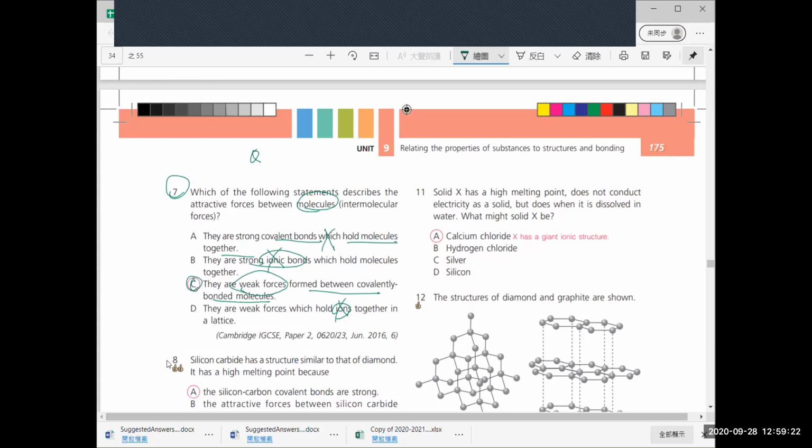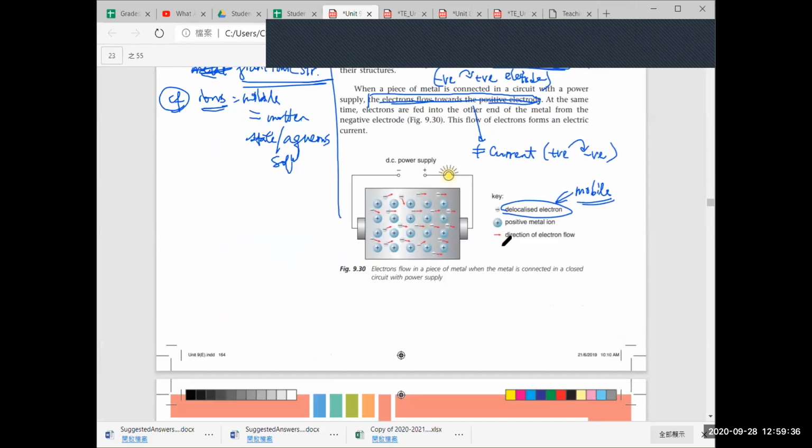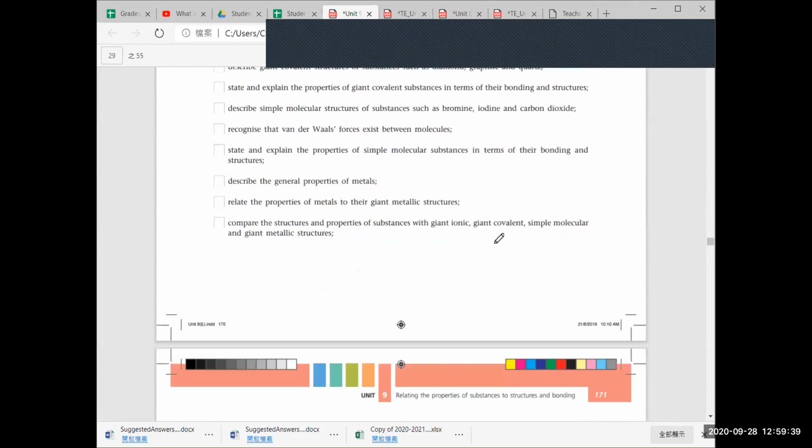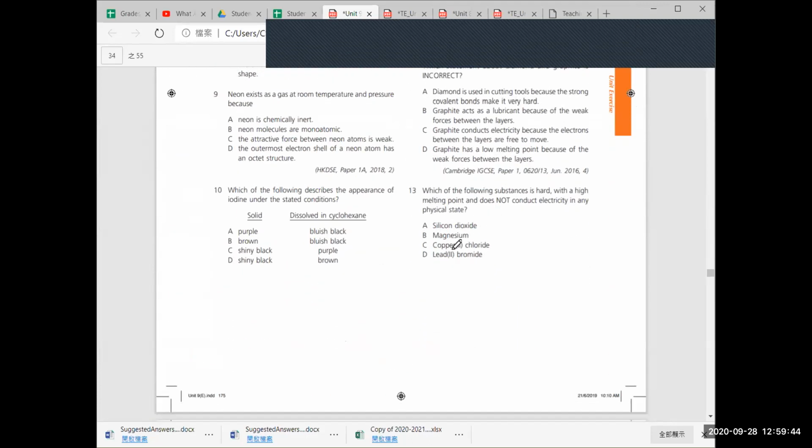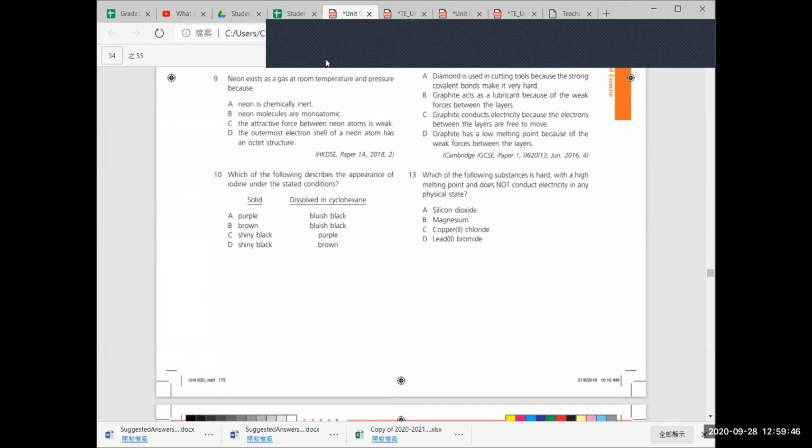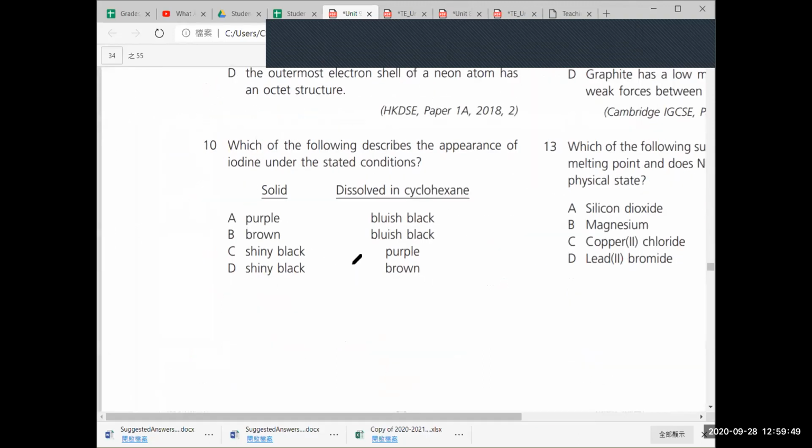Question 9, 10, and 14. Okay, question 9, 10, and 14. And try to see if you can manage 10, 9, and 14. 10, take a look at this. Which of the following describes the appearance of iodine in the stated condition?